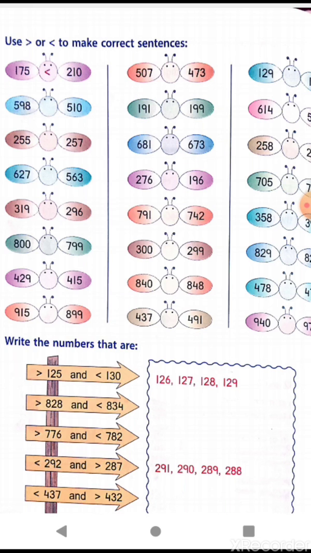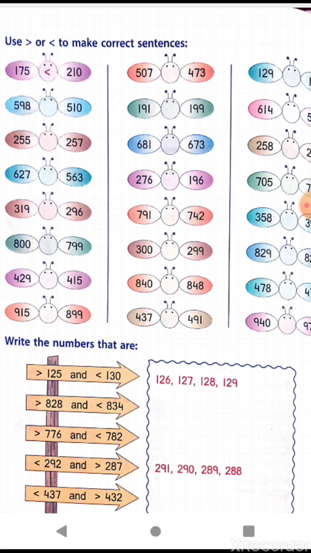We have just changed the sequence. Here first you have to write the numbers which are less than 292 and greater than 287. So the numbers would be 291, 290, 289, 288. Next is, you have to write the numbers which are lesser than 437 and greater than 432. That means the numbers coming between 437 and 432. So it would be 436, 435, 434, 433.